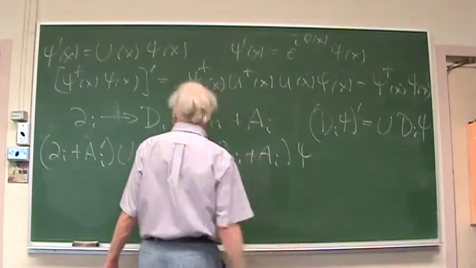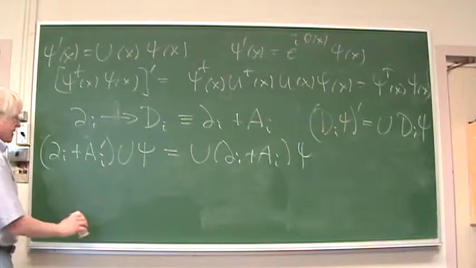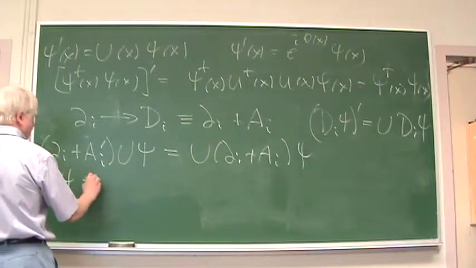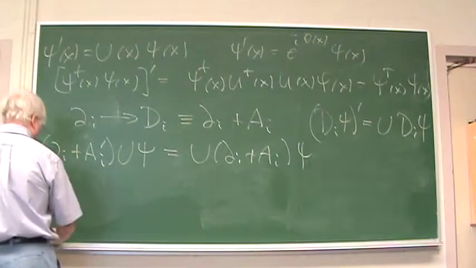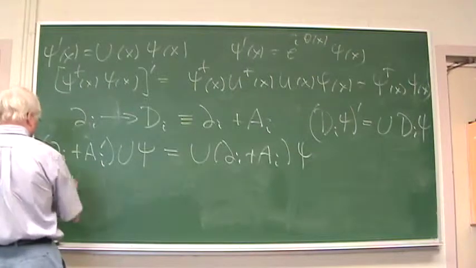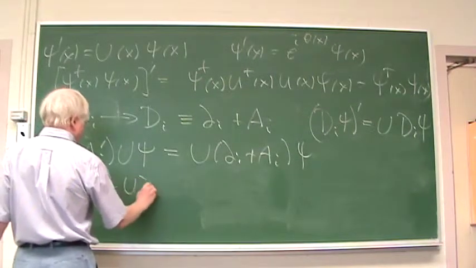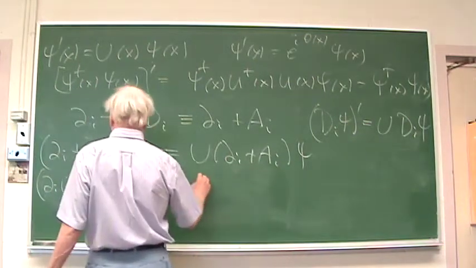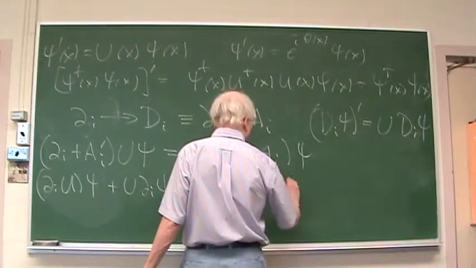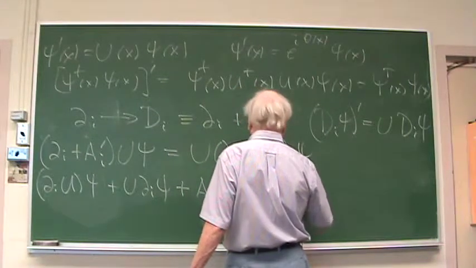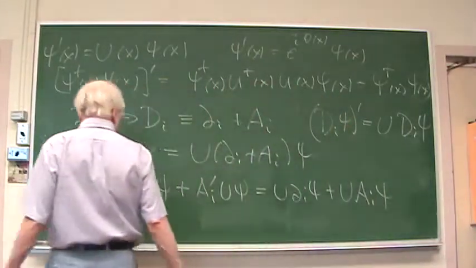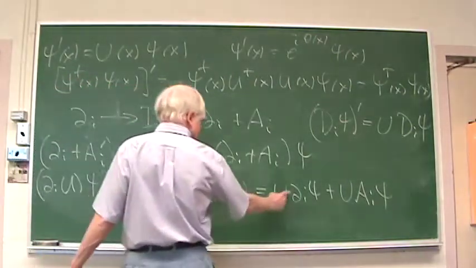is equal to u (d_i plus A_i) psi. And now if we just get rid of the psi to make things simpler, or if you want, I'll write it out completely. We have d_i u psi plus u d_i psi plus A_i prime u psi should equal u d_i psi plus u A_i psi. Okay. Now, these two terms cancel.